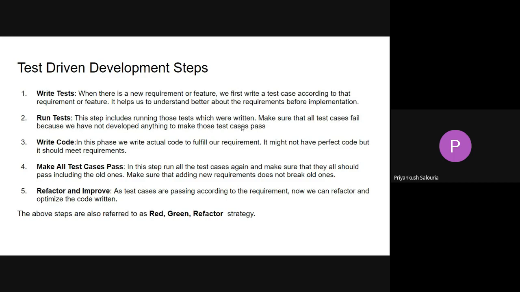So these are the main five steps of test-driven development. The first one is write test cases. For example, if we have any new requirement or feature to add, first we will write test cases related to that requirement. It helps us to understand the requirements better. If you have a requirement, you will analyze what would be the possible features, and according to those features, you will write your test cases.